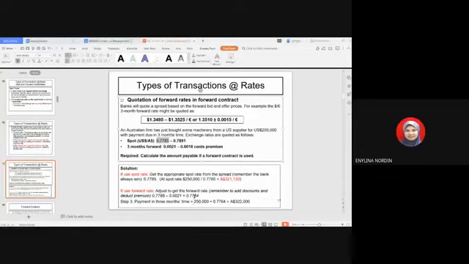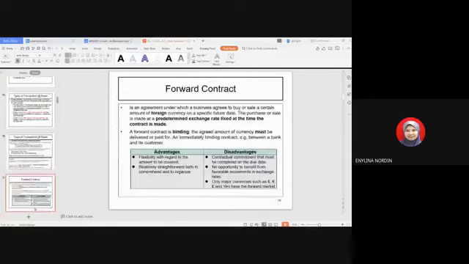It equals 250,000 US dollar, and you divide by 0.7764. You need to use the forward rate instead of the spot rate, because you enter into a forward contract. Therefore, you have to pay Aussie dollar to the bank 322,000 Aussie dollar. Okay? Right. Now we go to the forward contract specifically.